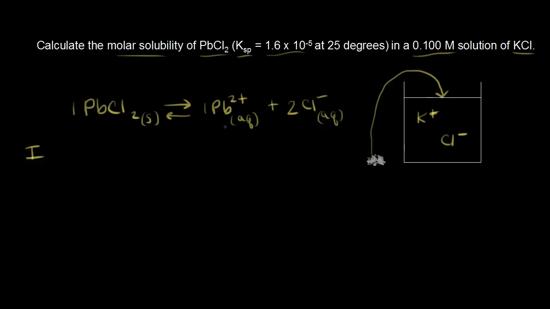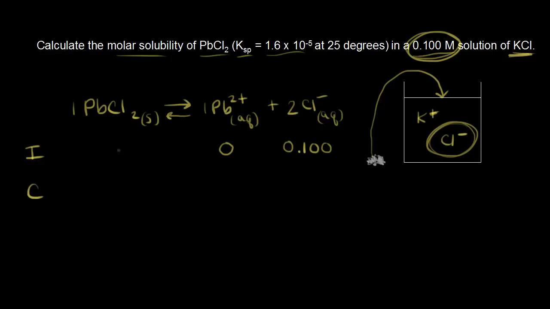So we first think about the initial concentration of our products. So what's the initial concentration of Pb2+? Before we've added our lead 2 chloride, nothing has dissolved yet. So we don't have anything for our concentration of lead 2+, right? Before the lead 2 chloride has dissolved, we don't have anything for the concentration of chloride anions from lead 2 chloride, but we do have a concentration of chloride anions from our 0.1 molar solution of KCl. So we're starting with an initial concentration of 0.1 molar for our chloride anions.